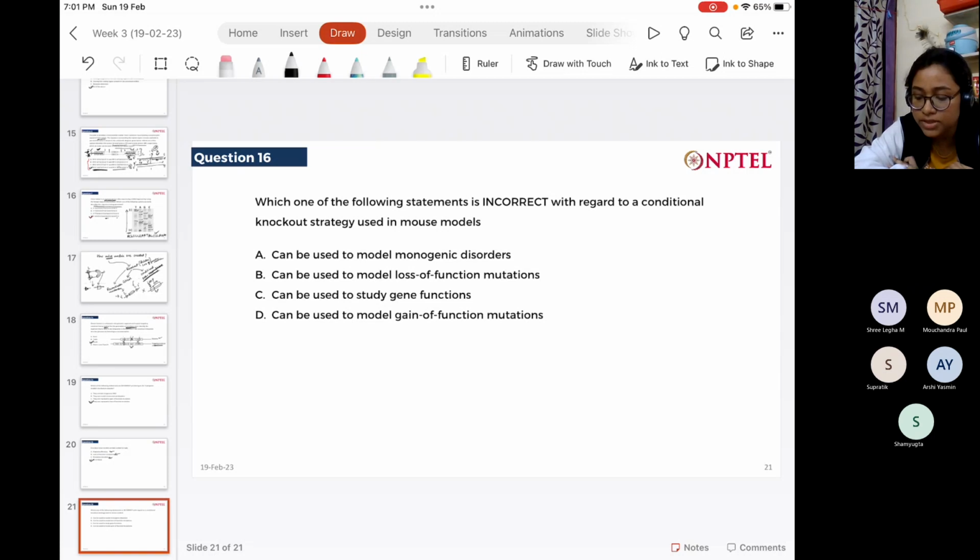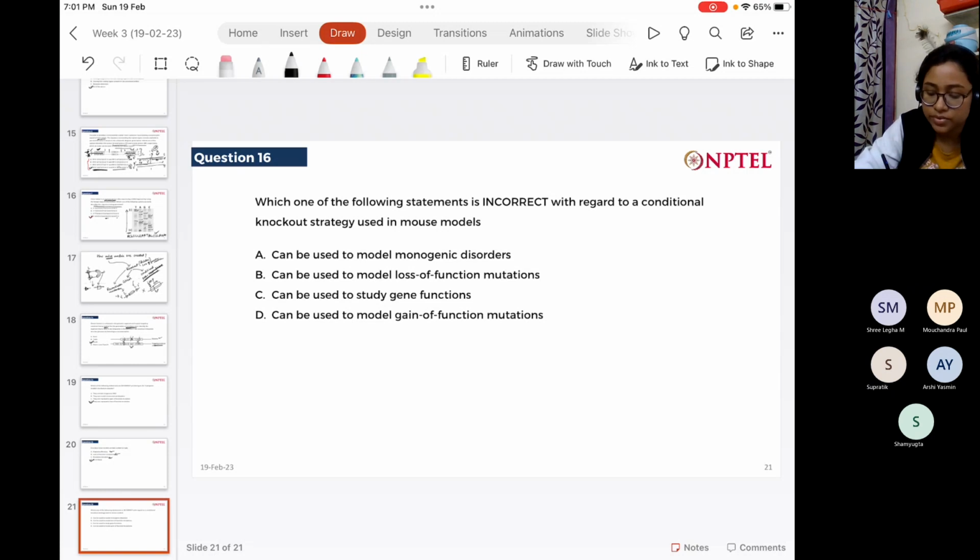Which one of the following statements is incorrect with regard to a conditional knockout strategy used in mice models? You have to identify the incorrect statement. They can be used to model monogenic disorders. They can be used to model loss of function mutations. They can be used to study gene functions. And they can be used to model gain of function mutation. Which one of these is incorrect? You have to identify the incorrect statement.